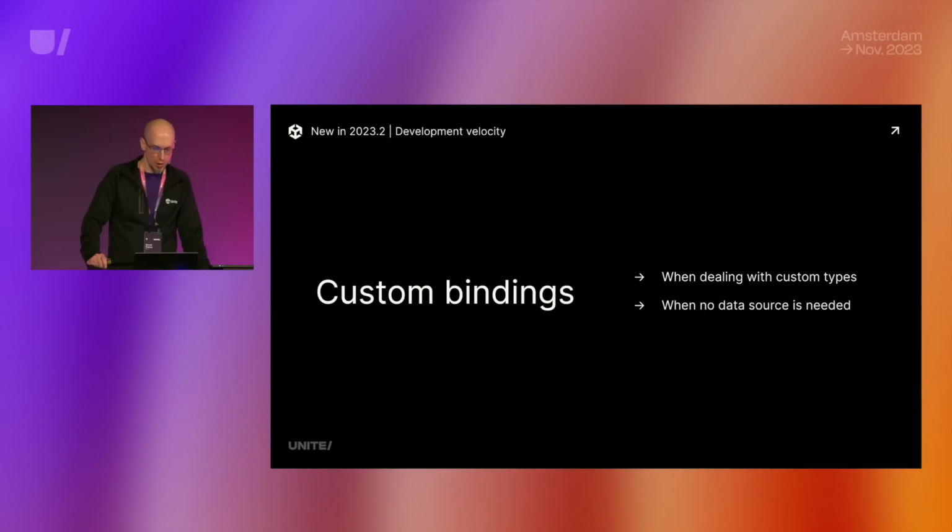So far we've been looking at data bindings, and it's possible to also have other kinds of bindings. The binding system comes with an extension class that provides what's needed to create your own custom bindings. They can be useful if, for example, you're dealing with custom types that are not natively supported by Unity, or when you don't need a data source.